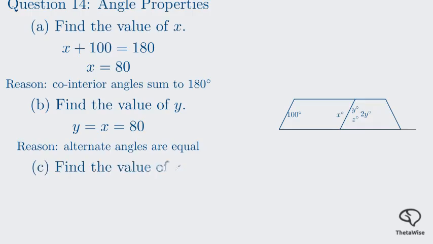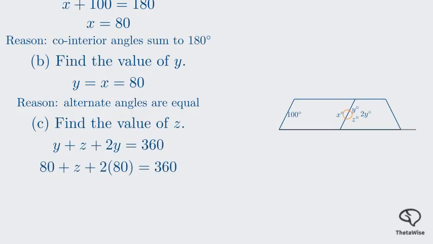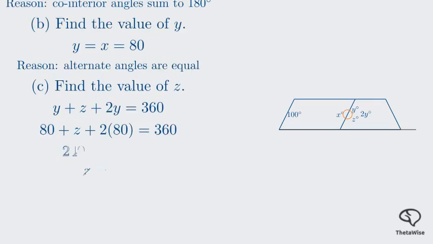Finally, in part C, we find z. The 3 angles, y, z, and 2y, meet at a point. Wait, looking closer at the diagram, they form a full circle of 360 degrees. Substitute our value for y. 80 plus z plus 2 times 80 equals 360. 80 plus z plus 160 equals 360. 240 plus z equals 360. Z equals 360 minus 240, which is 120.